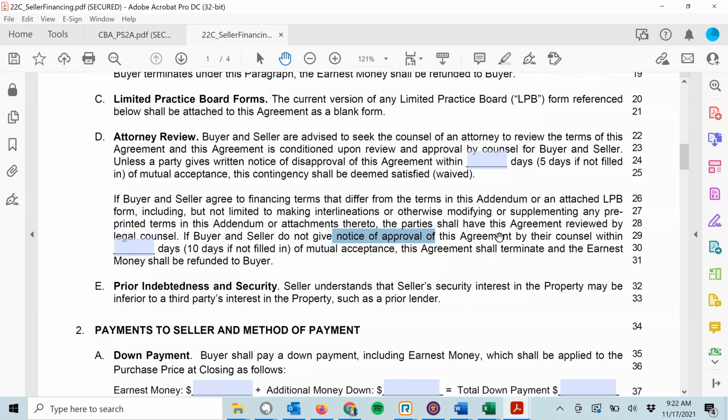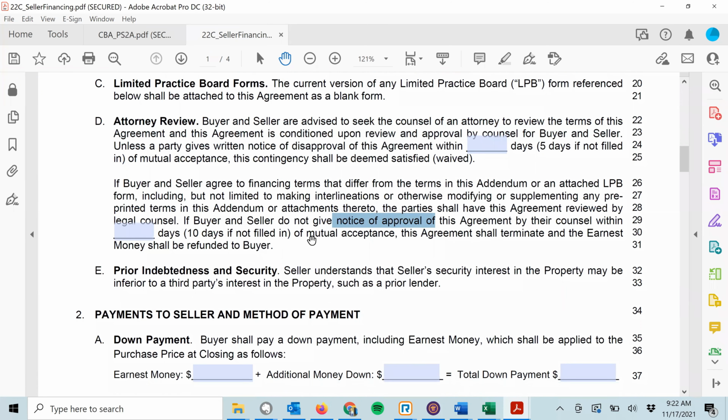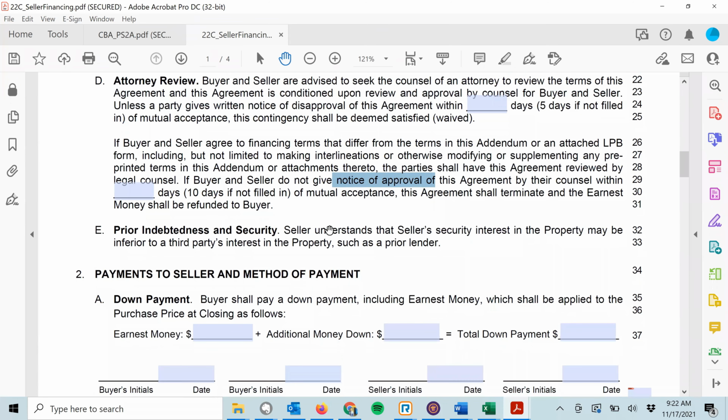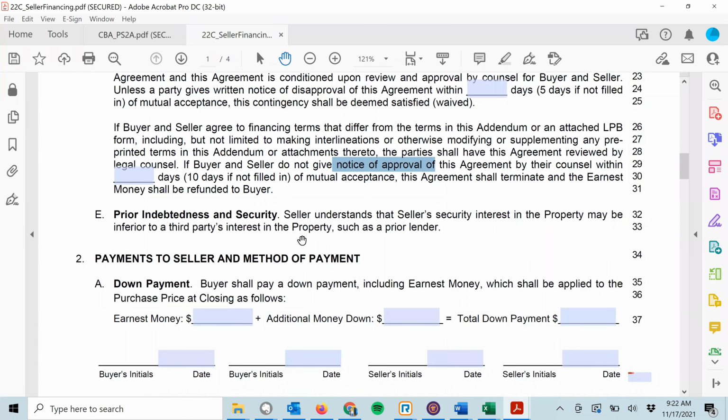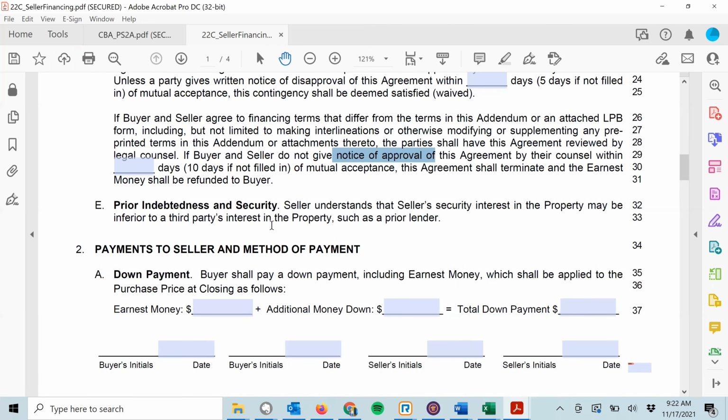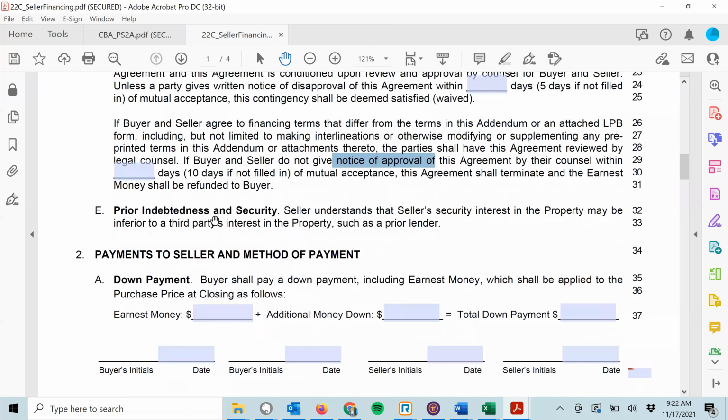And if not, the agreement terminates, the earnest money goes back to the buyer and the deal is dead. So pay close attention to that, right? These forms give you the latitude to create the terms in any way you want. But if you start striking things and revising things, then you got to get an attorney involved. And they're doing that to protect the buyer and the seller, right?